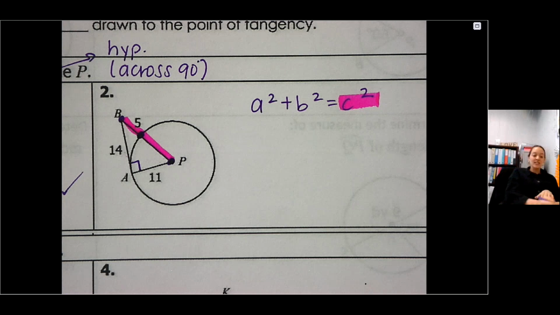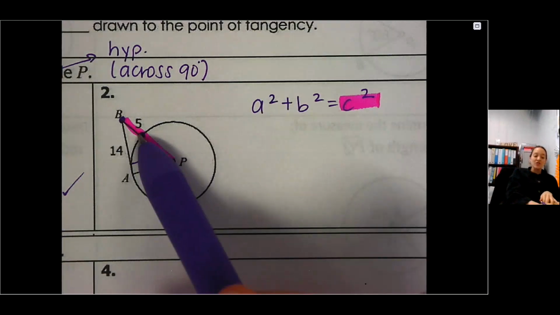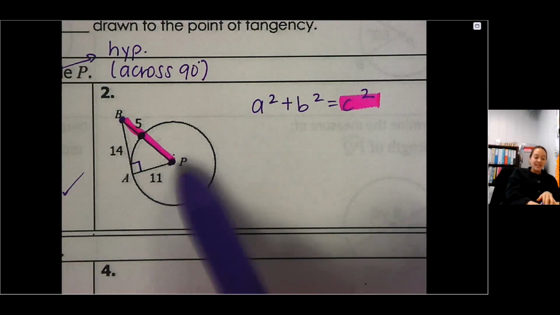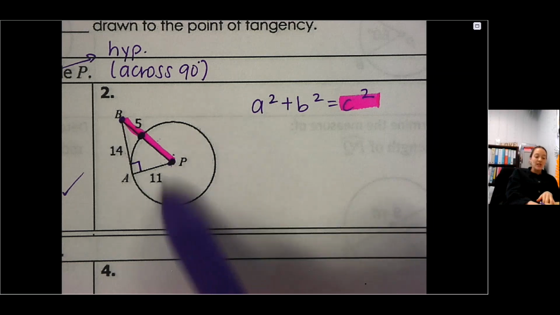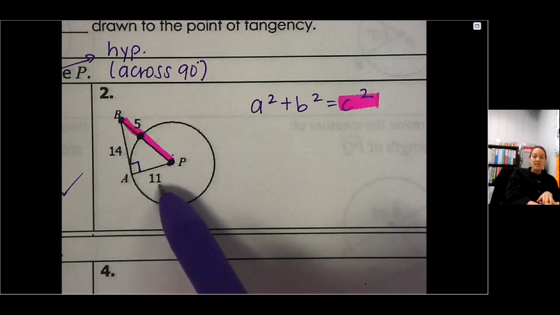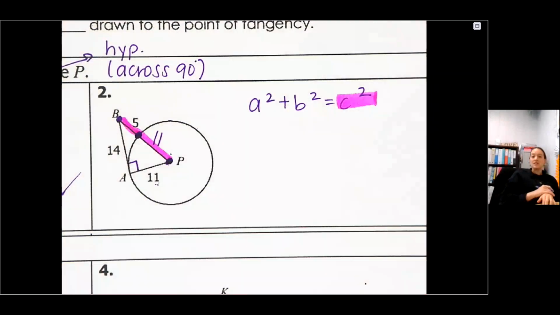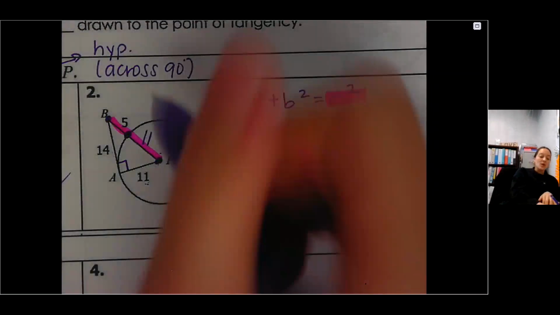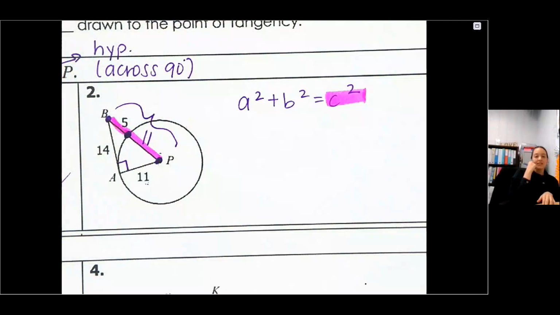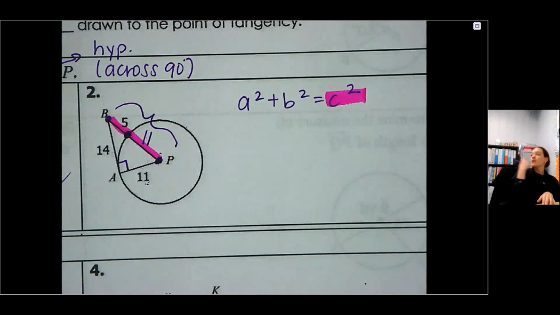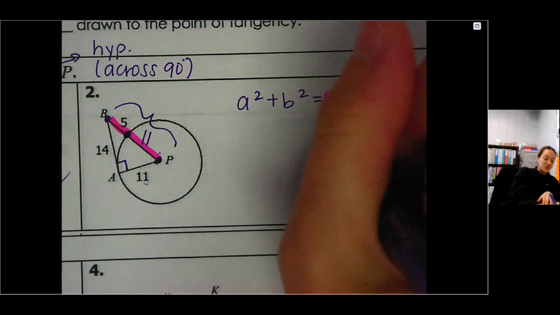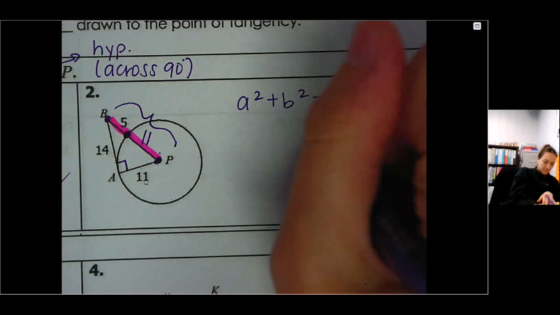Good. These are just different radii, right? From the edge to the center is a radius. There's an infinite number of them. Any one that goes from the center to the edge has to be the same. So since this one's 11, that means this piece is also 11. So what does that mean my full length is of the entire side? 16. Good. I just add the two together.